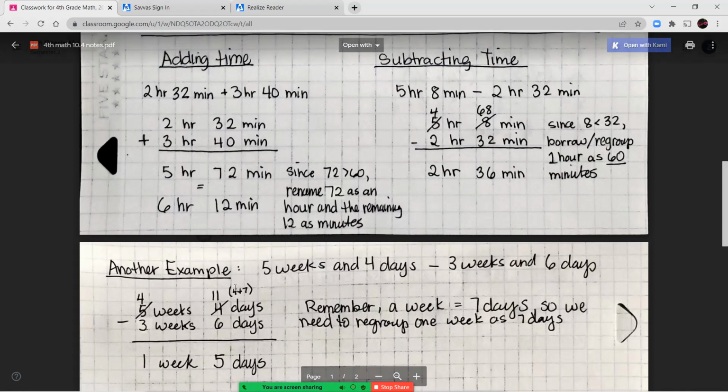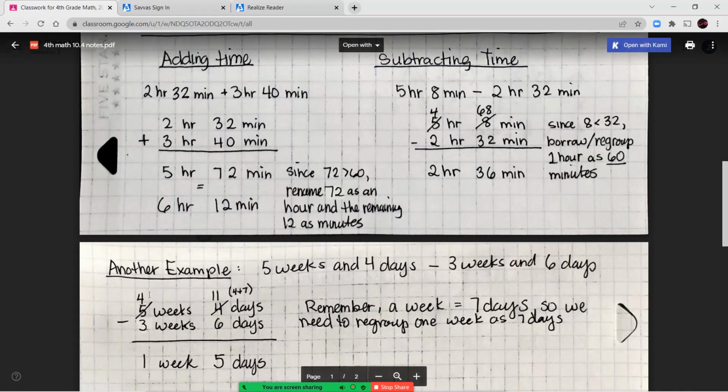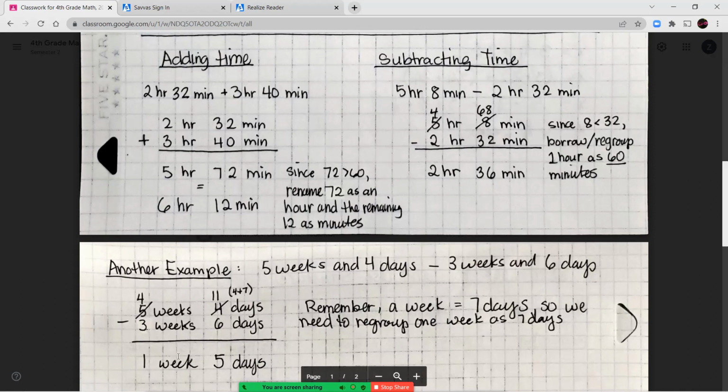So that 4 plus the 7 extra days that I borrowed makes 11 days. 11 take away 6 is 5. And now that I have 4 weeks, I can subtract the 3 weeks, and that leaves me with 1 week and 5 days. So pay very close attention to the units that you're using. When you're working with weeks, those are groups of 7 days. When you're working with hours, that's groups of 60 minutes.